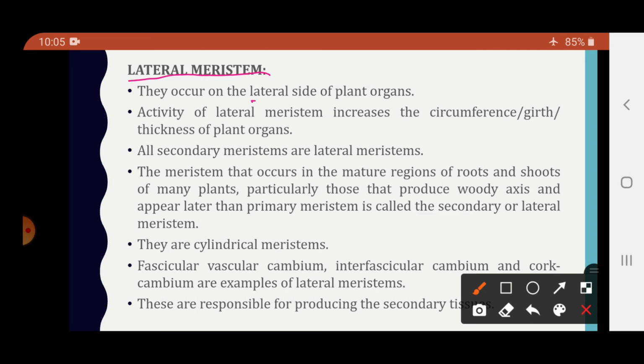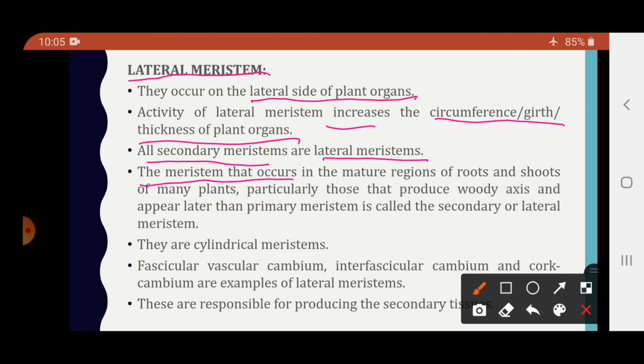So they occur in the lateral sides of the plant. Activity of the lateral meristem increases the circumference, girth or thickness of the organs. All the secondary meristems are lateral meristem. So जो भी secondary meristem है वो कैसे है, compulsorily lateral meristem. The meristem that occurs in the mature regions of the roots and shoots of many plants, particularly that produce the woody axis and appear later than the primary meristem, is called the secondary or lateral meristem.